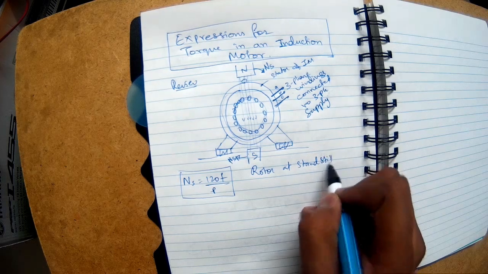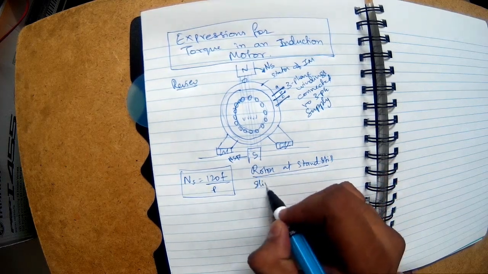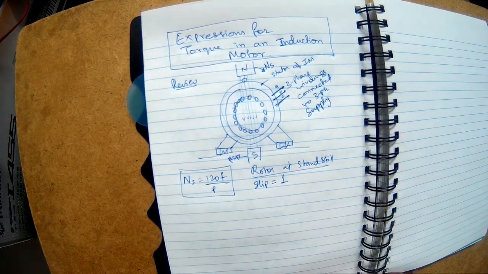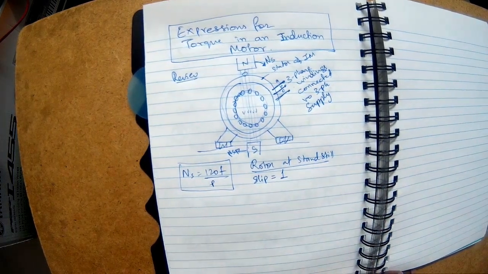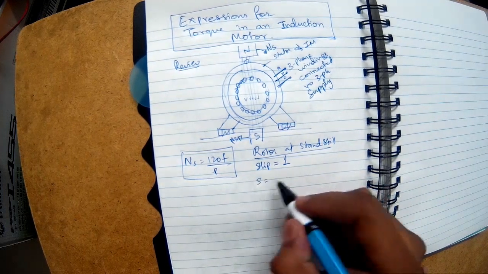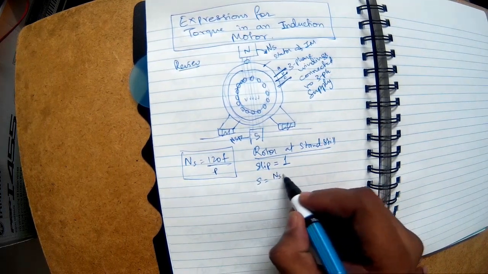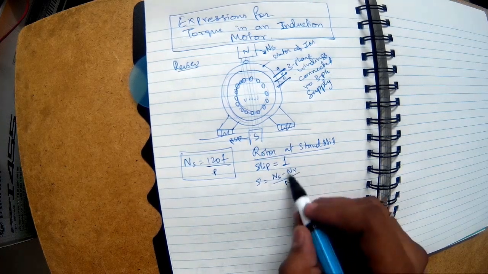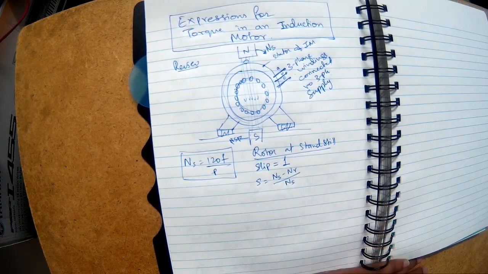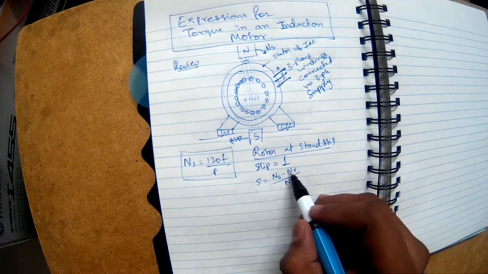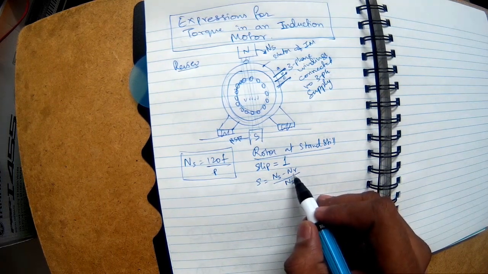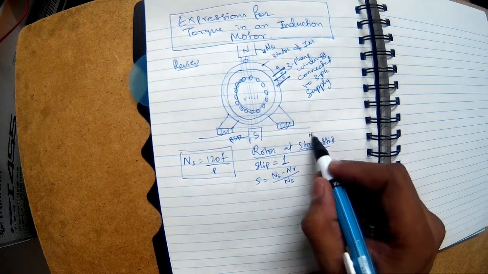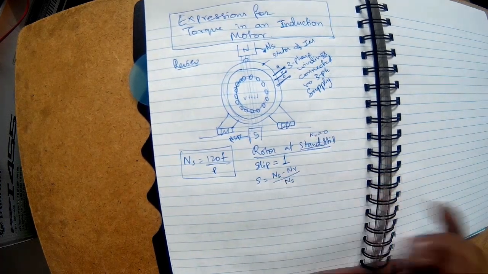If the rotor is at standstill, we say slip is equal to 1. If you recollect the definition of slip, slip is nothing but (Ns minus Nr) divided by Ns. If Nr is 0, slip is Ns by Ns, that is 1. Ns is the synchronous speed, Nr is the actual speed of the rotor. At standstill Nr is 0, therefore slip is 1.